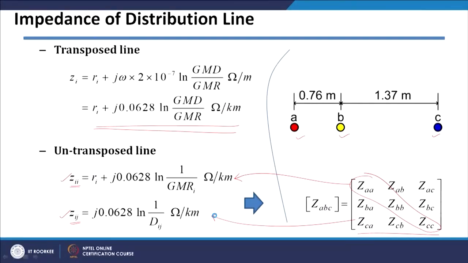Till now we have seen that we can calculate the impedance of a distribution line if it is transposed or untransposed. In case of transposed, we are getting one impedance only. In case of untransposed, we are getting a matrix of n by n size if there are n number of conductors, and we have also seen how to calculate those entries. However, these formulas are applicable if there is no ground return current.